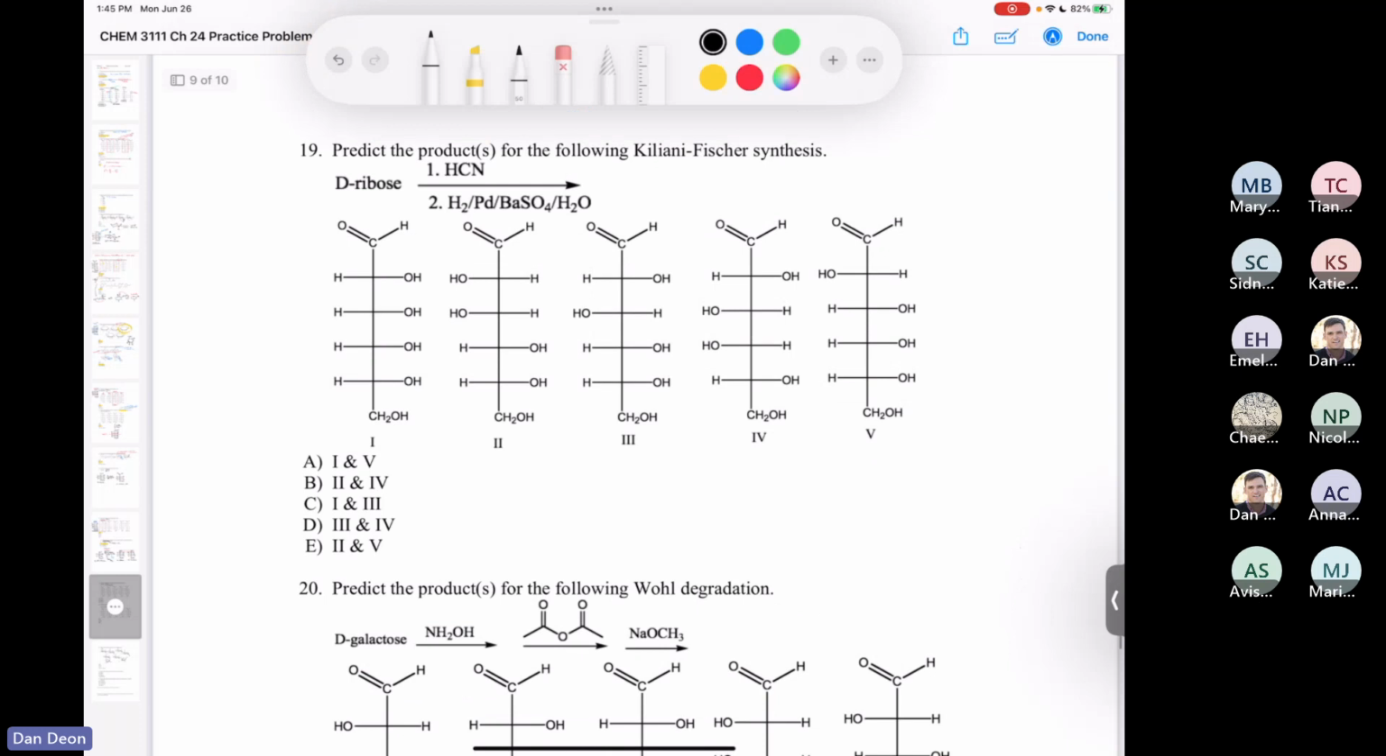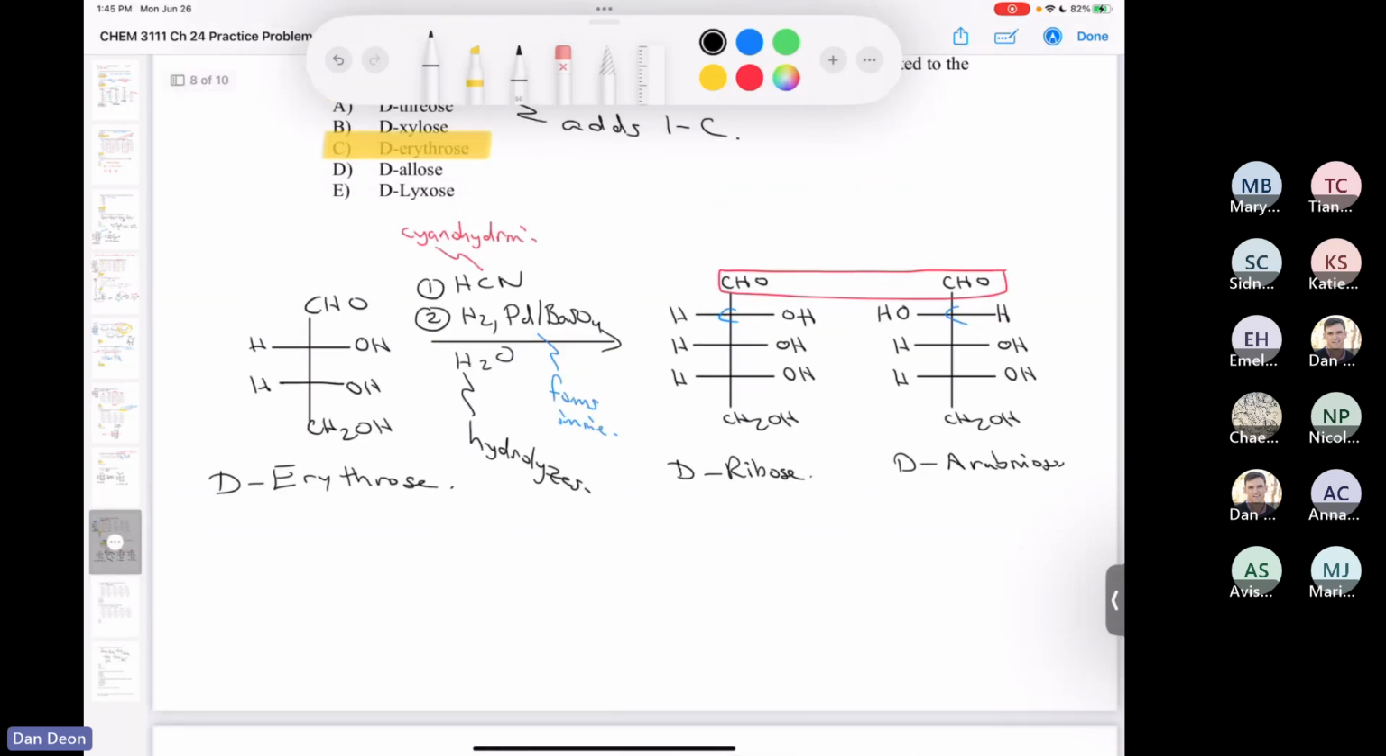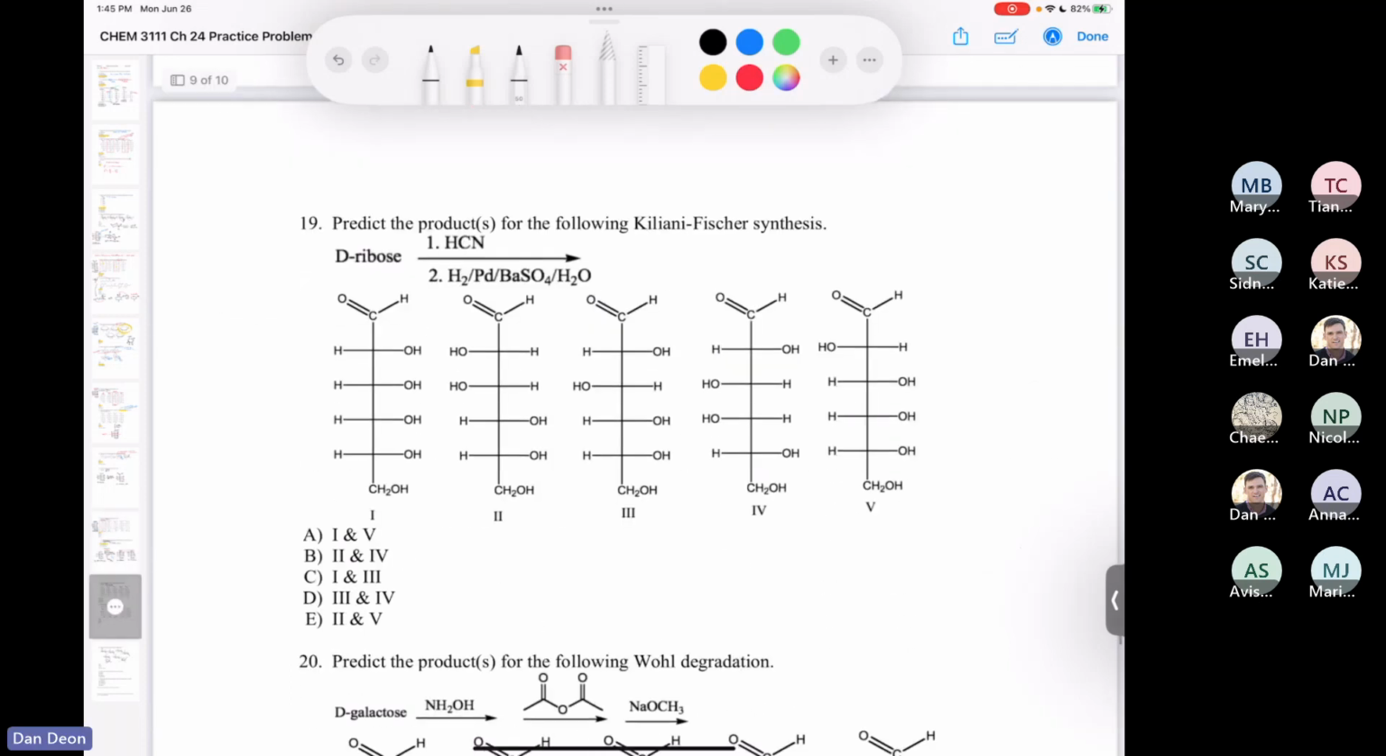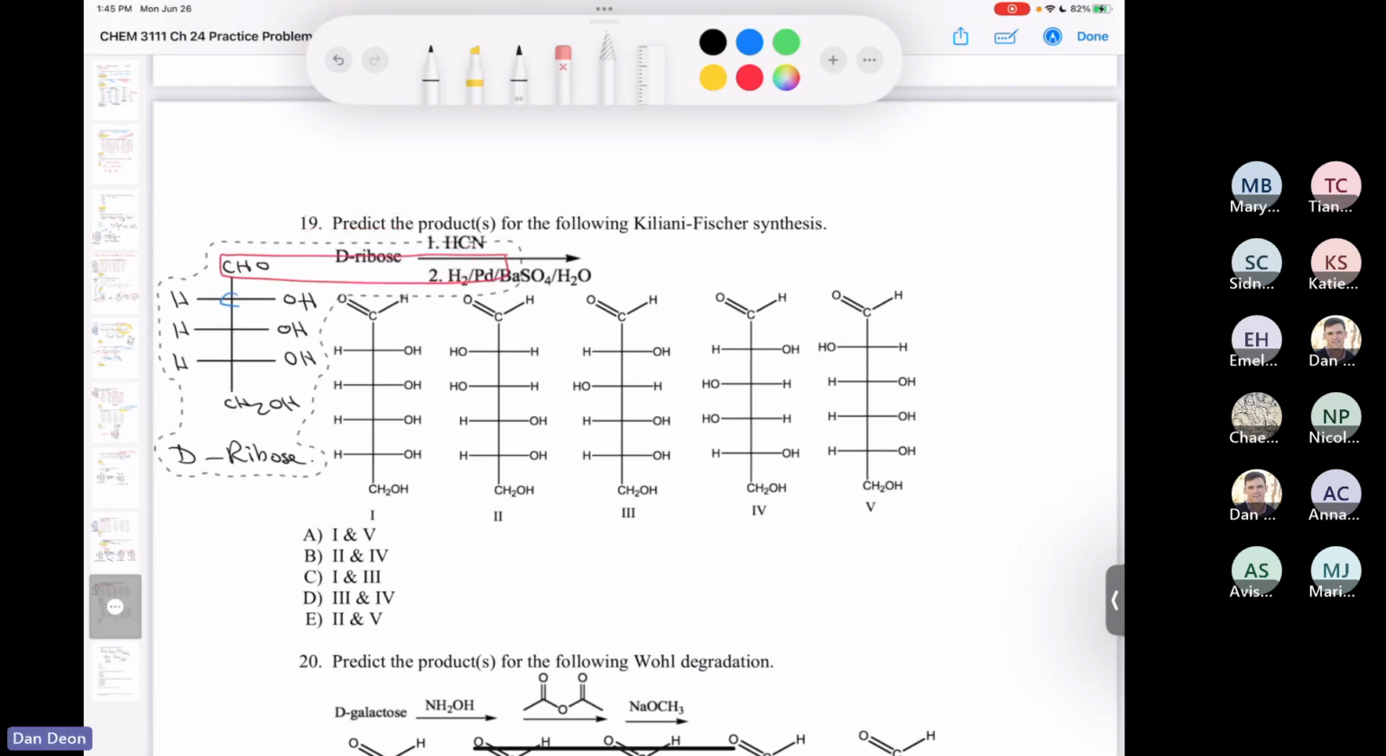All right, number 19. Okay, Kiliani-Fisher synthesis again. Predict the products for the Kiliani-Fisher synthesis. So again, with Kiliani-Fisher, we're adding a carbon. We're starting with D-ribose. So let's go back here and copy the old D-ribose, and we'll paste it down here. All right, so there's our D-ribose. Let me just get rid of this extra spinach here. Okay, so D-ribose, and then we're going to add a carbon to it.